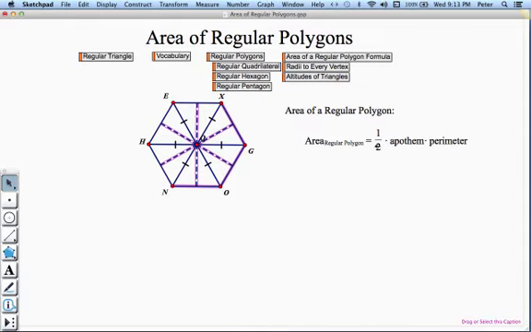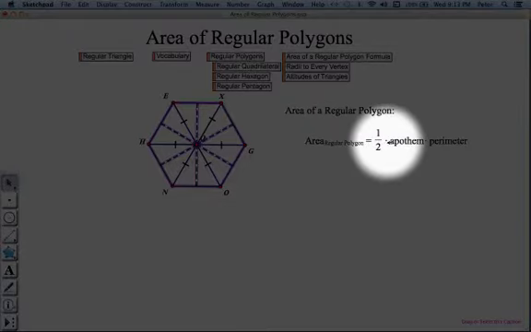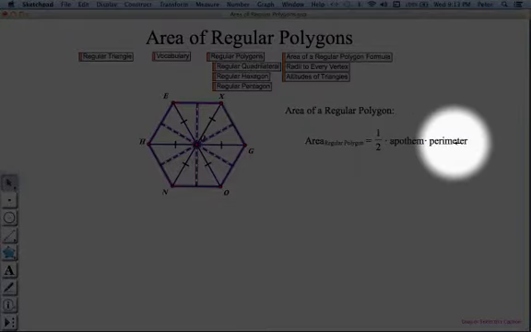So that's how I get the 1/2 the apothem. And what I would be left with was the sum of all the bases. And all of these bases are going to make up the perimeter of the polygon. So that's what gives us the formula for the area of a regular polygon.